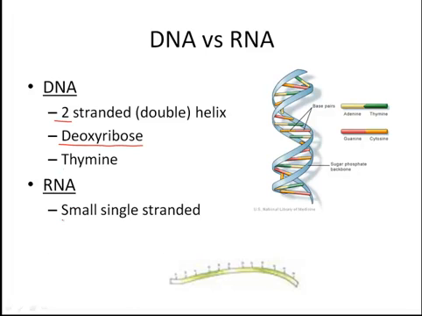So when you look at RNA, RNA is a small single-stranded molecule, so it's only one strand, so here's your RNA down here. It has ribose as its sugar instead of deoxyribose. And instead of thymine, RNA uses a base called uracil. And those are the biggest differences between DNA and RNA.